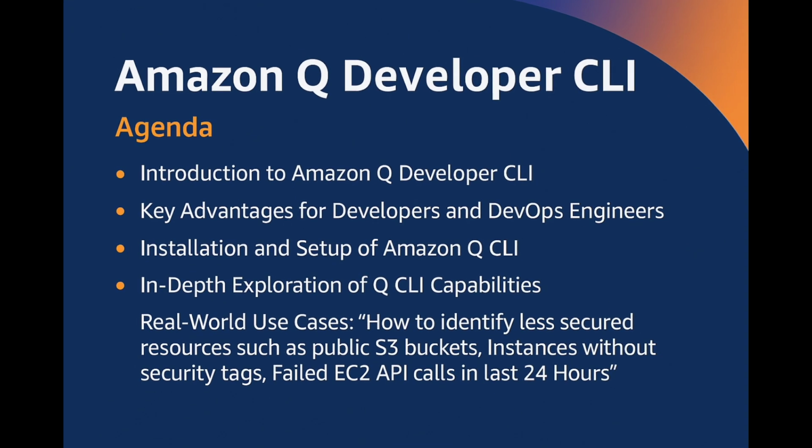So this is the agenda of today's session. We'll start with an introduction to Amazon Q Developer CLI, then key advantages for developers and DevOps engineers, then installation and setup of Amazon Q CLI, then an in-depth exploration of Q CLI capabilities. We will work on a real-life use case, like how to identify less secured resources such as public S3 buckets, instances without security tagging, and some other security aspects. So let's move forward and start our video.